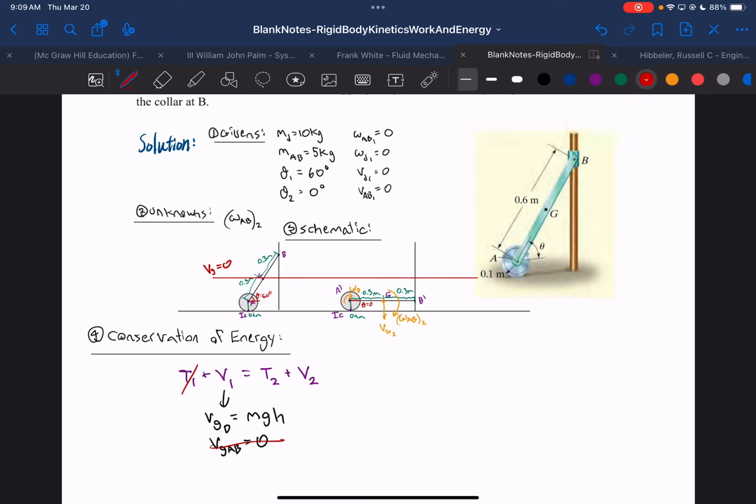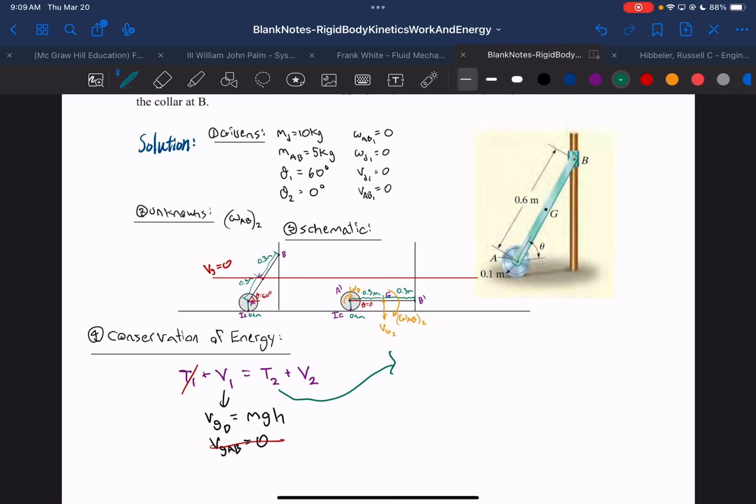What's my kinetic energy in state 2? Let's move on, and we'll come back to this and show you why it's 0. What is my kinetic energy in my lovely state 2? Yes? General plane motion equation. Yes, exactly. And that's for the rod. How about for the disk? There's no motion at state 2. There is no motion at state 2, but we're going to show that, right?